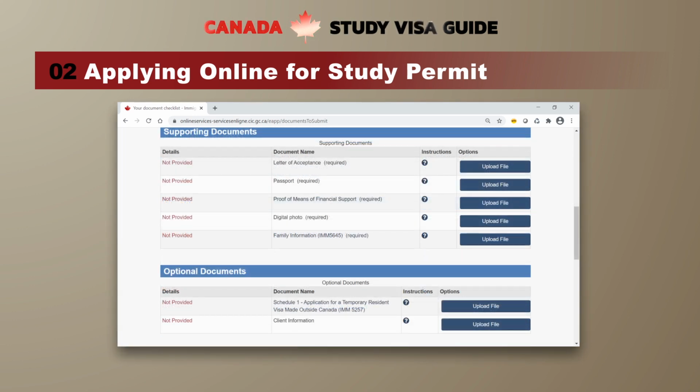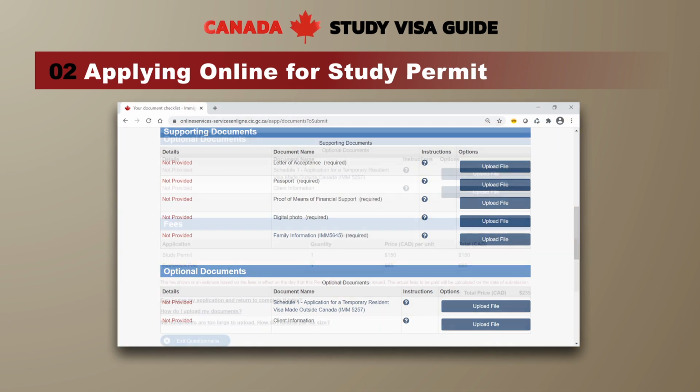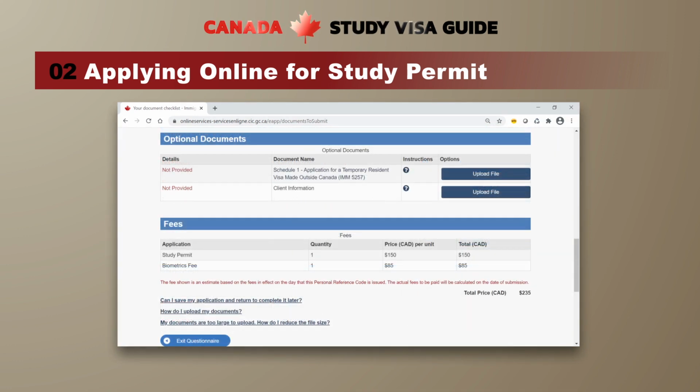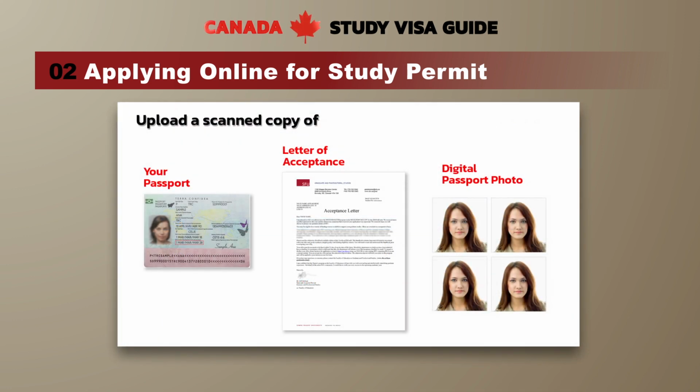As you can see, you need to submit Form 1294, Form 5645, and Form 5257. After filling out the PDF forms, save and upload them to their assigned locations. And important to note is, your checklist may ask for additional forms or documents, depending upon your answers from the initial questionnaire. In addition to the forms, upload a scanned copy of your passport, letter of acceptance from your designated learning institution, and your digital passport photo.